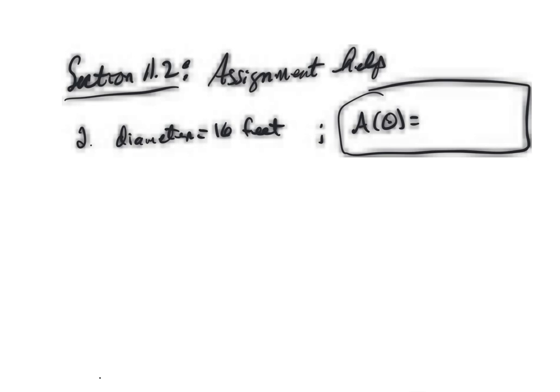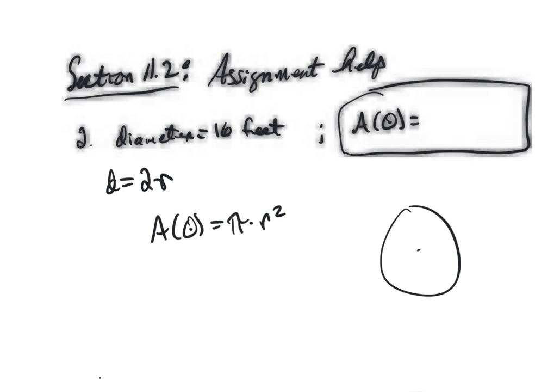Okay, so number 2, we're given the diameter of a circle is 16 feet and we're asking for the area. All right, so the idea is we need to remember the formula for the area of a circle. The formula for the area of a circle is pi r squared, where r is the radius. So we have to remember that if we're given a diameter, it is going to be equal to 2 radii. Okay, I'm assuming you probably will remember that. A diameter goes from circle to circle through the center, so therefore it's really just made up of 2 radii.